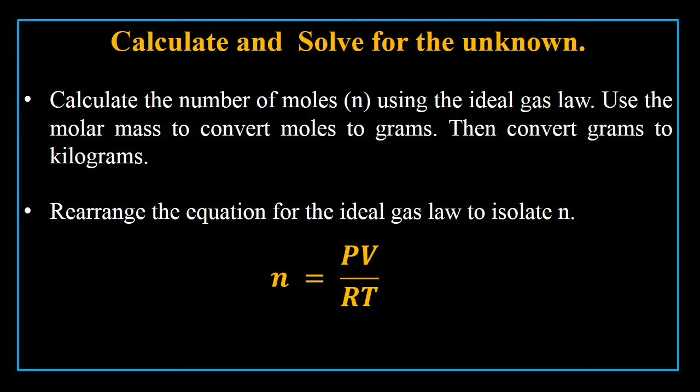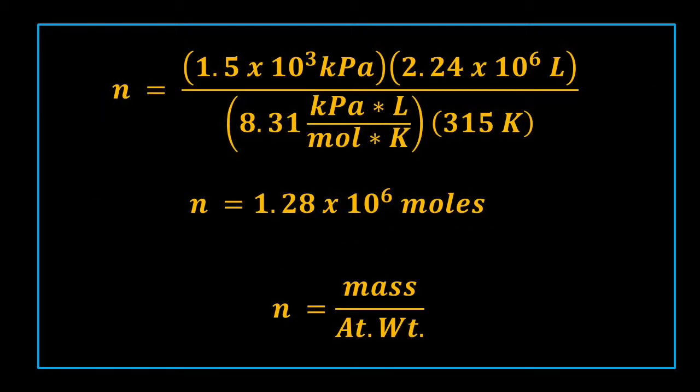Plug in for P, plug in for V, plug in for R and T, and then make sure the unit labels are correct, make sure that P is in kilopascals, V is in liters, etc. And you get 1.28 times 10 to the 6th moles.